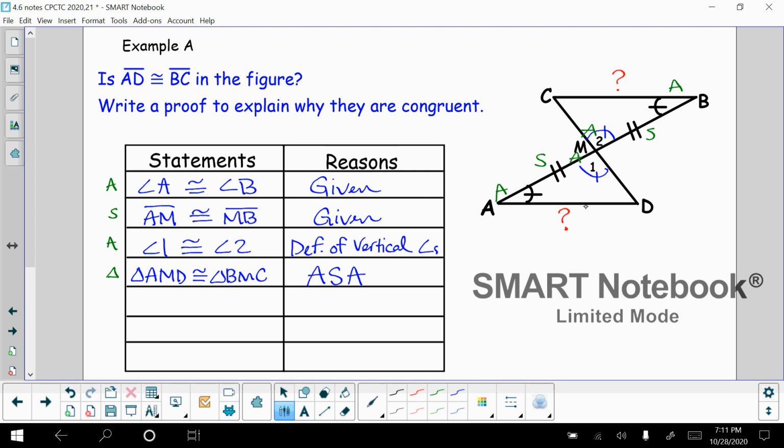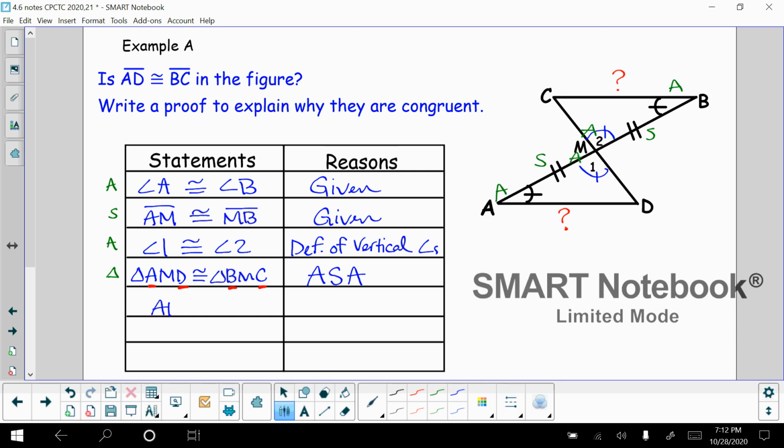AD to BC. Look at that pattern. I'm going to use my red pen. AD, BC. See how they're listed in the triangle as well and on the picture? So then the answer is technically yes, they are congruent.